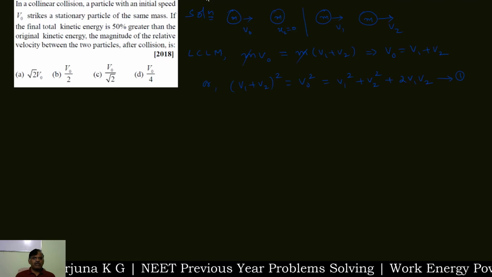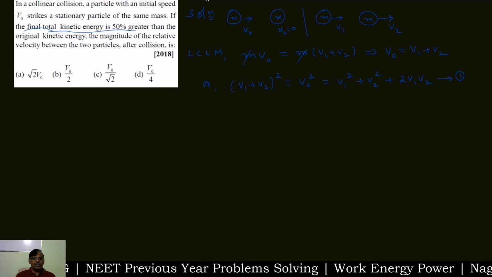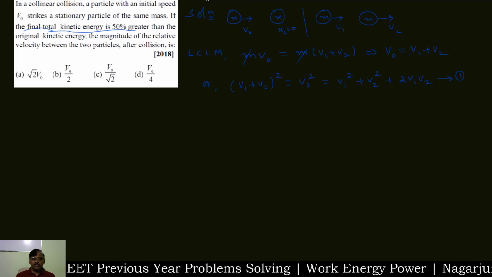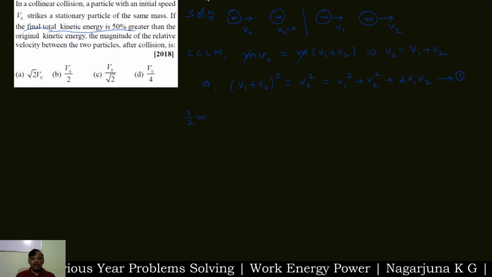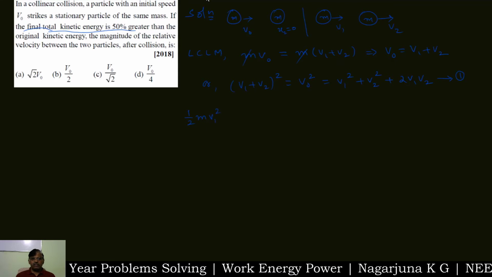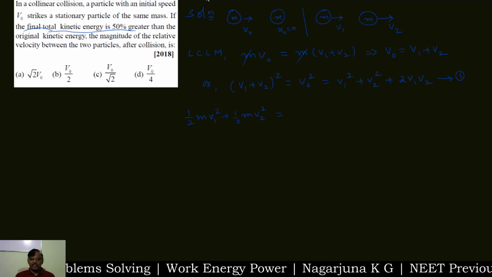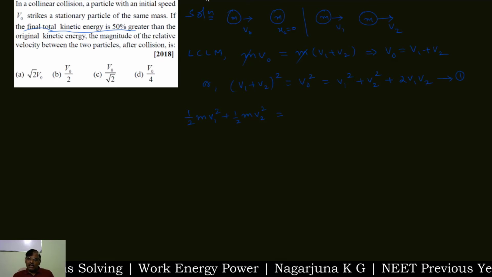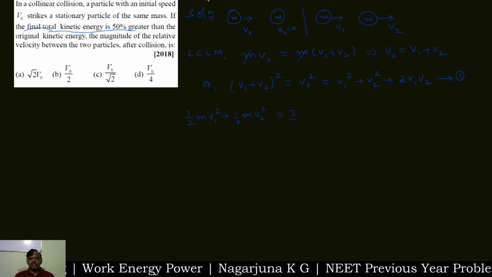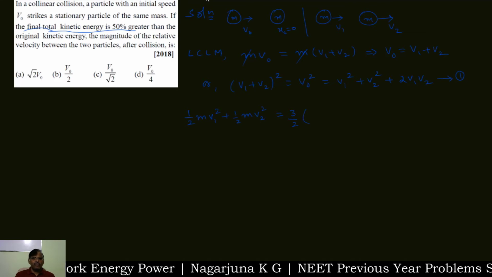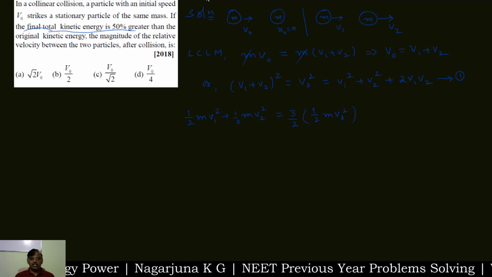And again it is mentioned in the question, the total final kinetic energy is 50% greater than the original kinetic energy. So therefore final kinetic energy is half m v1 square plus half m v2 square. This is the final kinetic energy. 50% greater than what the kinetic energy already had, that is plus 50, so total 150%. 150% is nothing but 3 by 2 into half m v0 square, the original or initial kinetic energy.